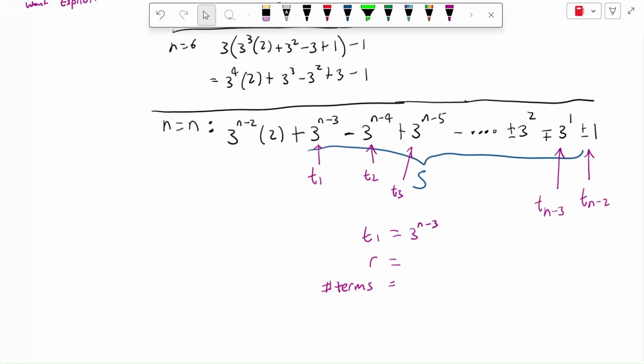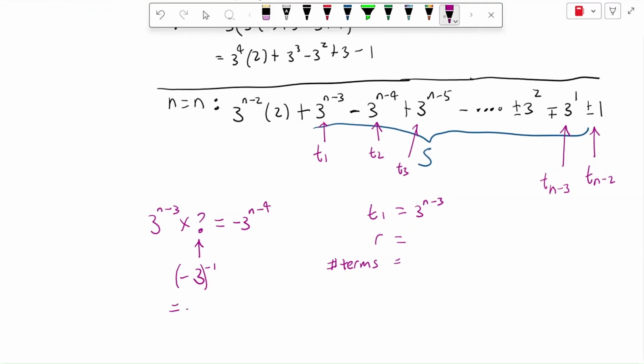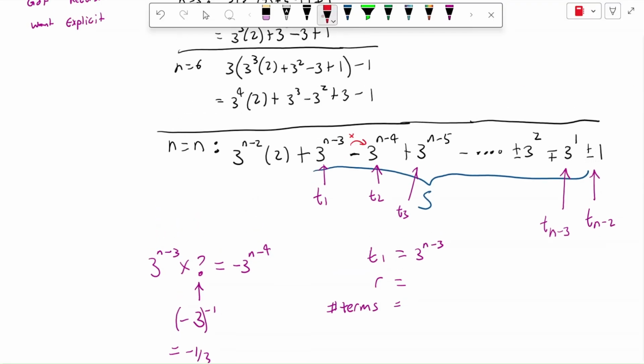Now, if you think about it, 3 to the n take 3 times by what gives us that next term, minus 3 to the n take 4. That number there essentially has to be, well, if you want to add the powers together, it should be 3 to the power of minus 1. But you also want to introduce a minus, so something like that. This is minus a third that you're timesing by to get to the next term. So each time we go forward a term, we're timesing by minus a third in this sum. Have a think about why that's true, but it is. All the way down to 1. So that's our R value, minus a third.